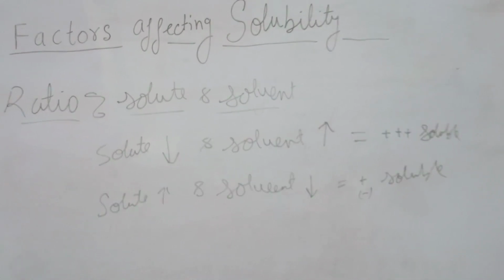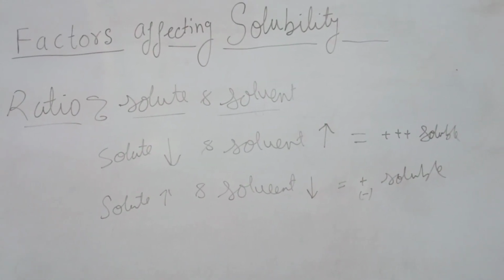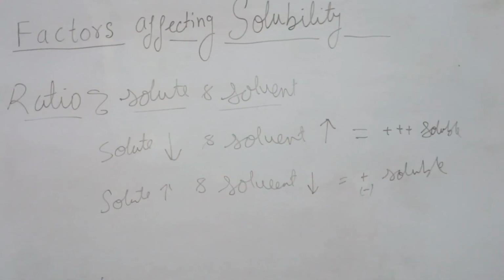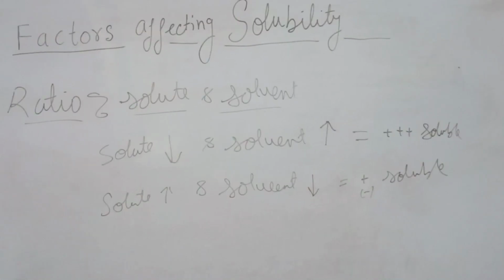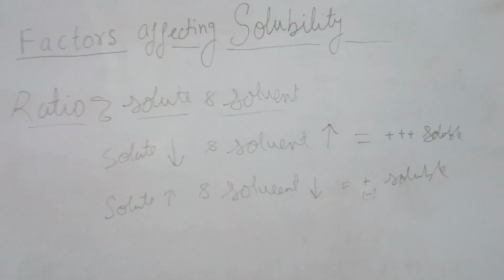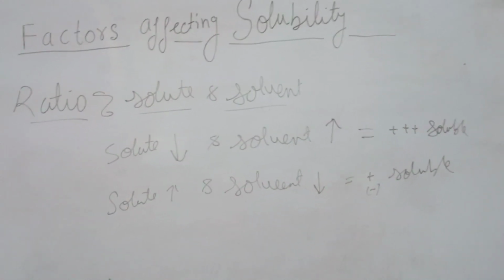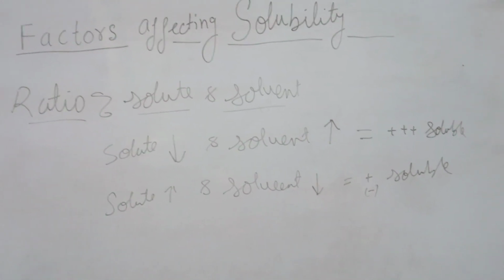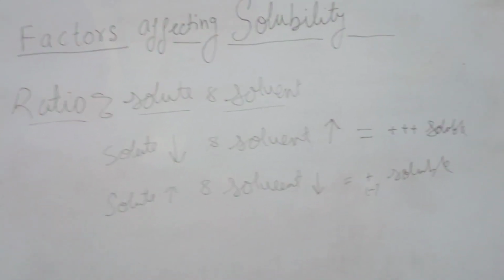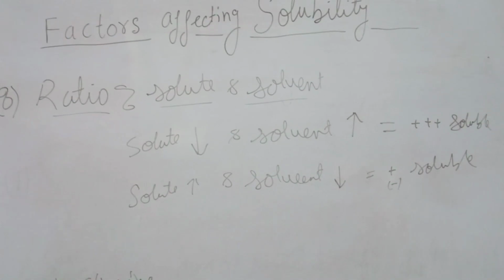So the ratio of solute and solvent does affect the solubility, and in order to have a better solubility of a solute in a solvent, we must have an optimum ratio of solute and solvent. As depicted here, if the solute is less and the solvent is more, we have a very good solubility. In another case, if the solute is present in a greater quantity and the solvent in a lesser quantity, then the solubility gets reduced. So this is how the ratio of solute and solvent affects the solubility.